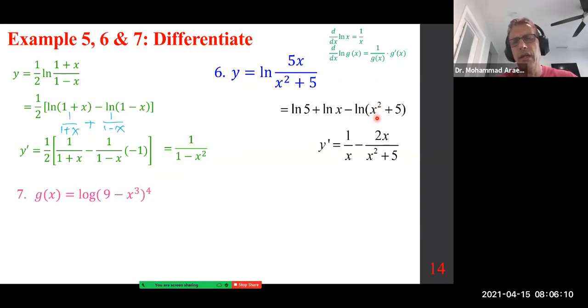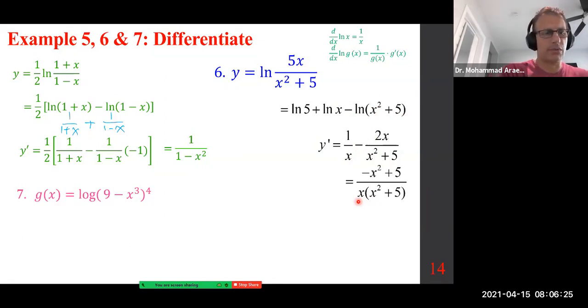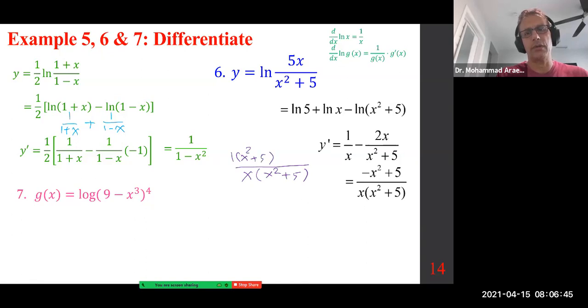Again, you take a common denominator of x times x squared plus 5. So 1 times x squared plus 5 minus 2x times x comes to the top, and it simplifies as follows. I'm assuming everybody can finish that, but let's quickly write the intermediate step as x times x squared plus 5, 1 times x squared plus 5 minus 2x times x. That's how we arrive at the answer.